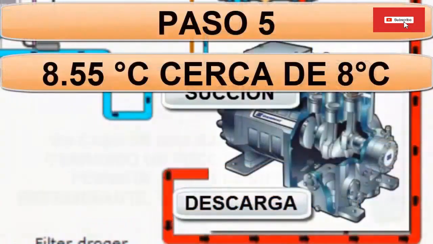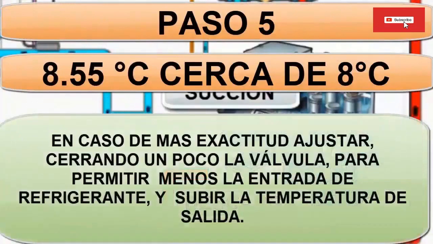Step 5. In this case, 8.55 degrees Celsius is the ideal temperature, and 8 degrees Celsius is the temperature measured by the thermometer. When we compare the two temperature values, and they are both very close, say less than 1 degree apart, we can leave the system without readjustment.